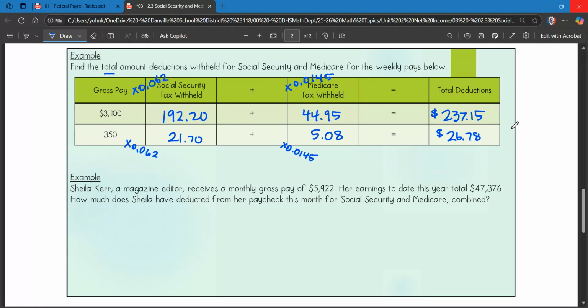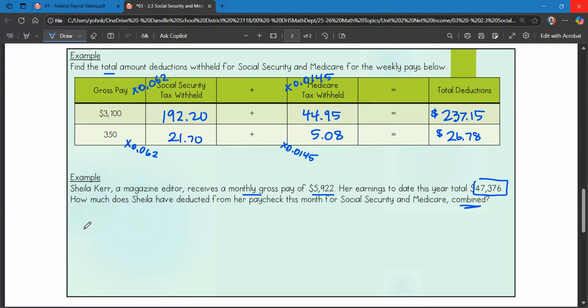All right, well, let's take away the table. Pay attention to the headings because that'll help you remember the order to do things. So Sheila Carr is a magazine editor. She receives a monthly gross pay of $5,922. Her earnings to date this year total $47,376. How much does Sheila have deducted from her paycheck this month for Social Security and Medicare combined?